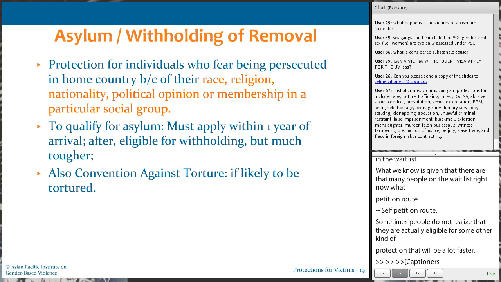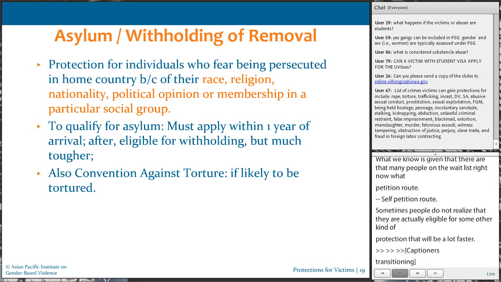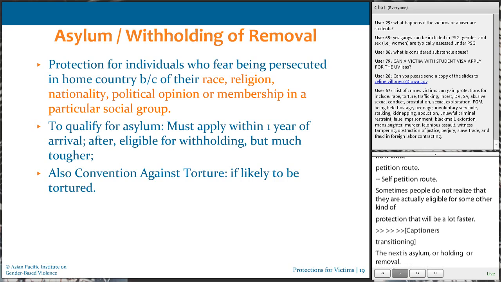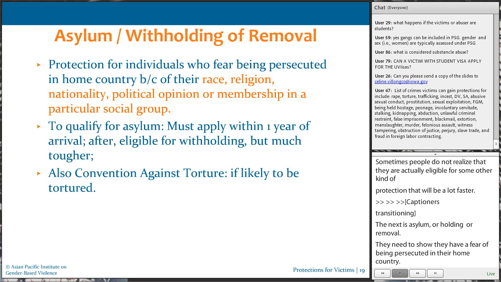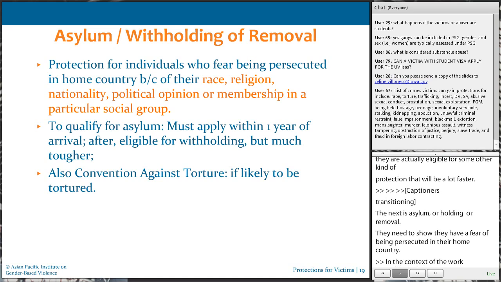So I mentioned this earlier, that people have to show that they fear being persecuted in their home country because of race, religion, nationality, political opinion, or membership in a particular social group. In the context of the work that we do with domestic violence and sexual assault survivors, generally we are going to be using those last two prongs, whether it's political opinion or membership in a particular social group, as the basis for asylum or withholding.